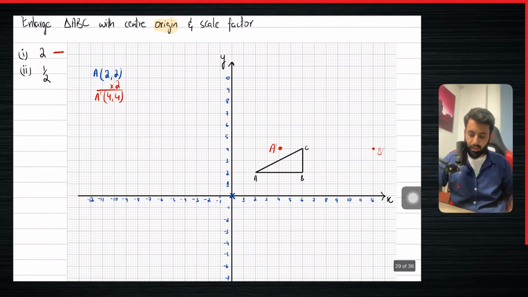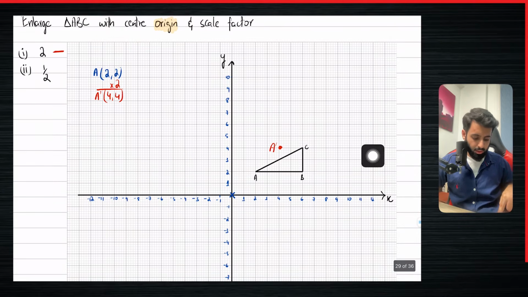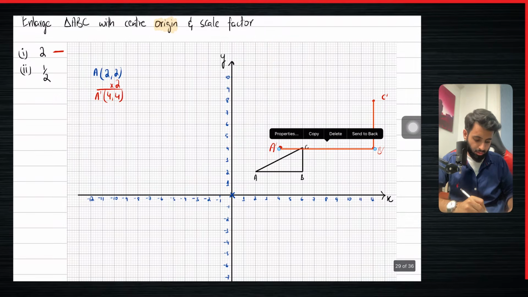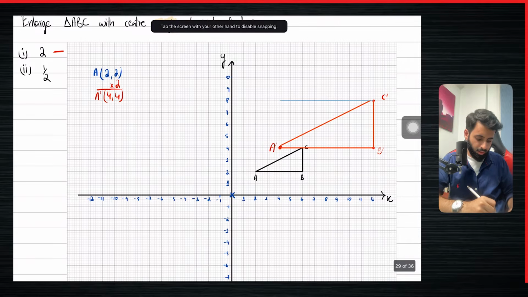Now, let's say I want to do the same thing for C. So what are the coordinates of C? The coordinates of C are 6, 4, and I think we can do this mentally. So 6 times 2 is 12, and 4 times 2 is 8. So 12, 8. That means this is where we are, and there you go. That's C prime. So now we're going to join these 3 points with the help of a straight line, and there you go. That's it.